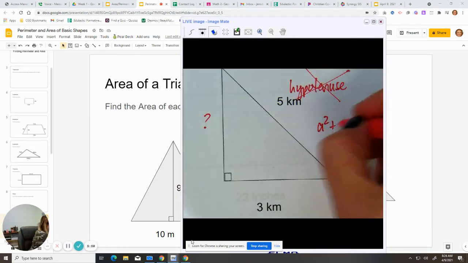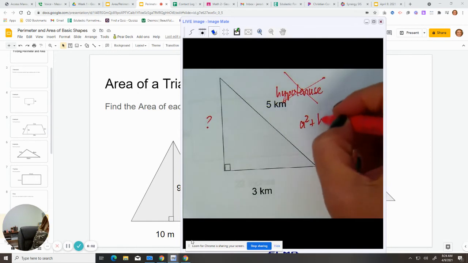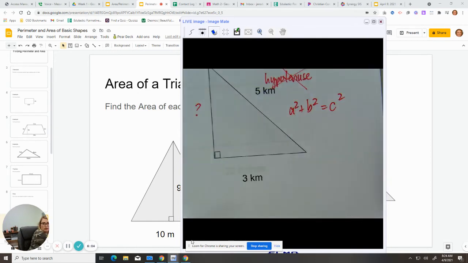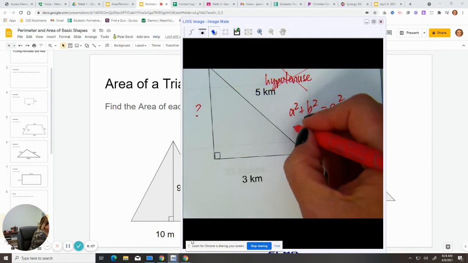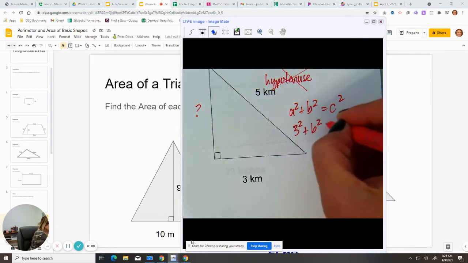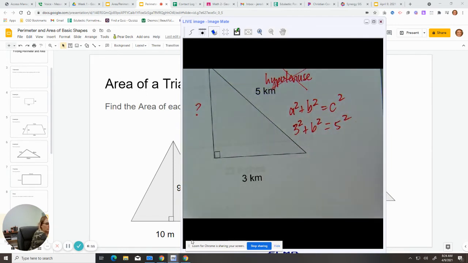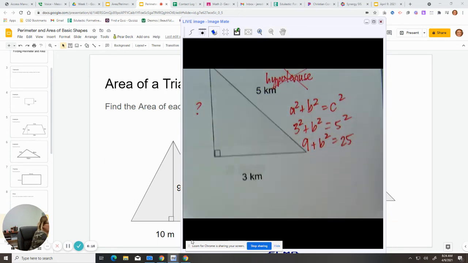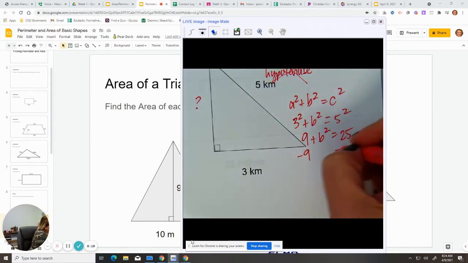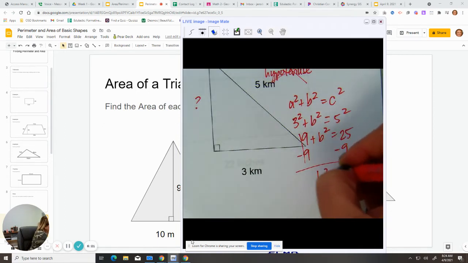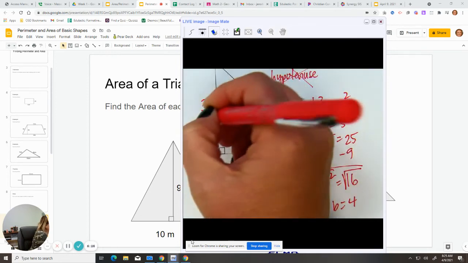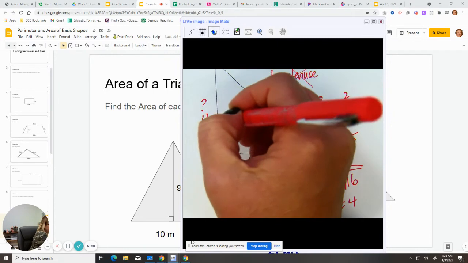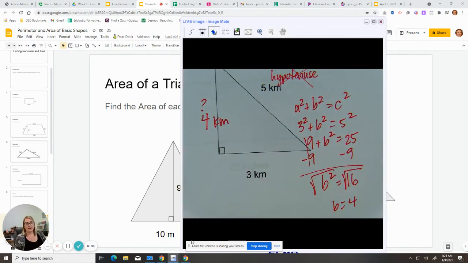Remember, Pythagorean theorem is a squared, I'm going to zoom out a little bit, a squared plus b squared equals c squared. So if we were going to do that, we would say 3 squared plus b squared equals 5 squared. 3 squared is 9. 5 squared is 25. We would subtract 9, and b squared equals 16. And if I square root, b is equal to 4. So now I have a base and a height, and I can actually go through and solve.